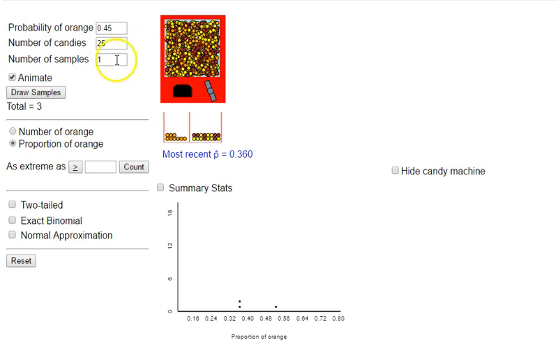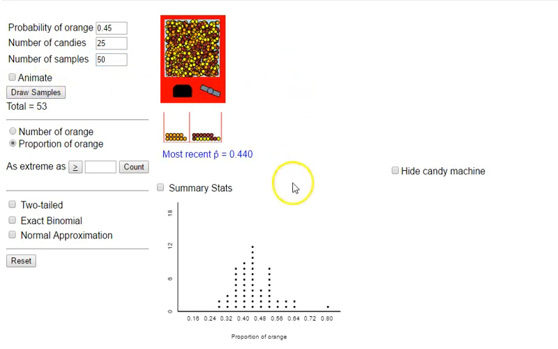Another 36. Now, if I want to do maybe about 50 samples, I'm going to turn off animate so it just does it really quickly. Okay, all of these dots here then represent sample proportions. The most recent was 44%, so that represents the dot, I think in this stack, probably right there. The top of that stack would be the 44%.